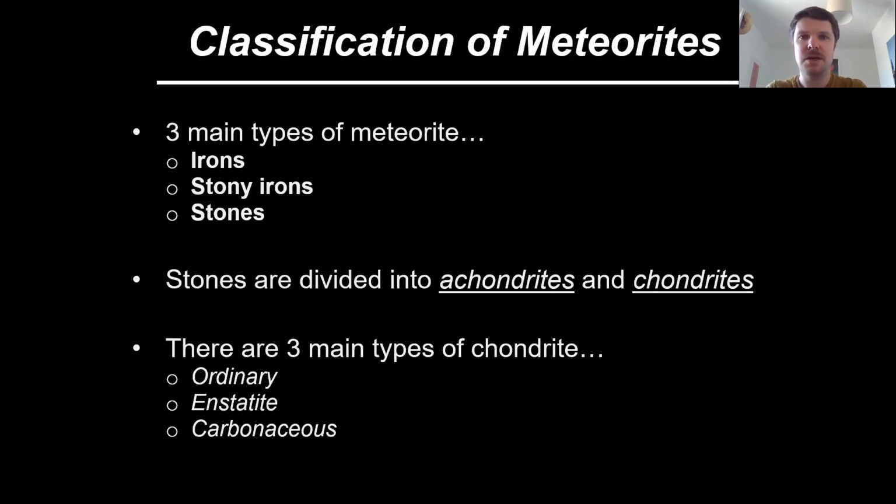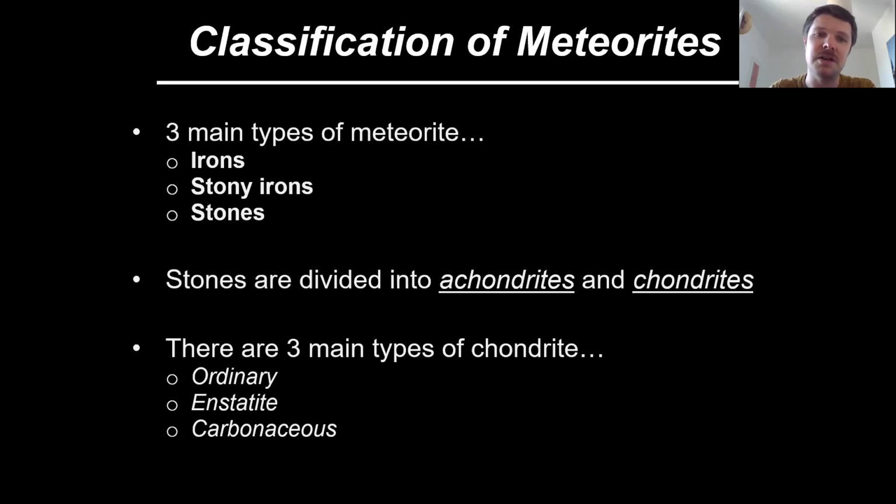So I'll do a quick overview of the very broad classification of meteorites. Meteorite classification is very complicated, but I'll just do the general classification that we use for meteorites. So there are three main types. We split them up into iron meteorites, stony iron meteorites, and the stony meteorites. And then within that, the stones are split up into achondrites and chondrites, and I'll talk about those in a little bit more detail in a minute.